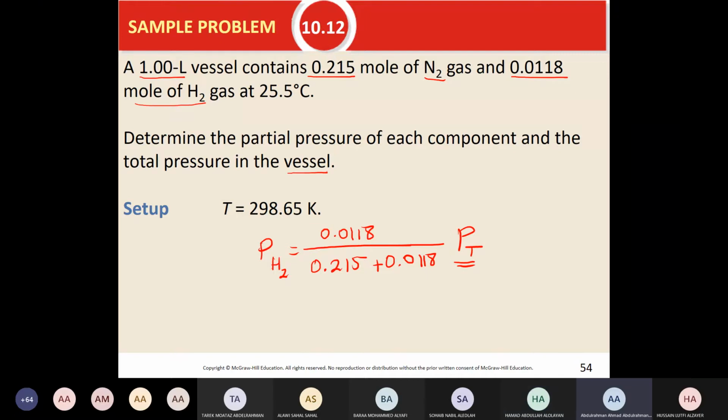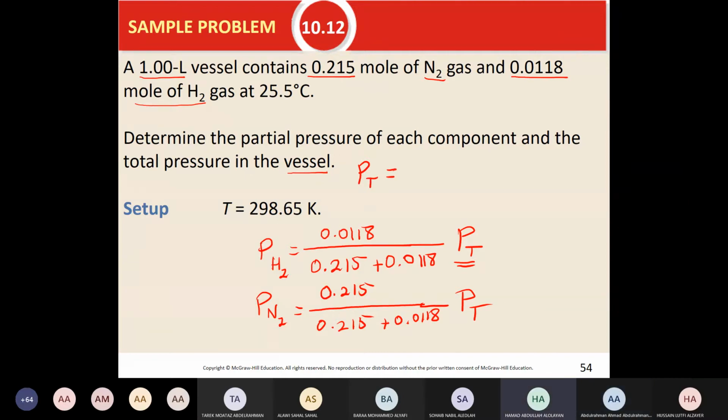Same thing with P nitrogen. P N2 is equal to what? 0.215 over the sum, times P total. Good. Now, let's calculate. What's P total? Can we calculate P total right away? Yes, with the perfect gas law. Which is what? Ideal gas law. What's P total?